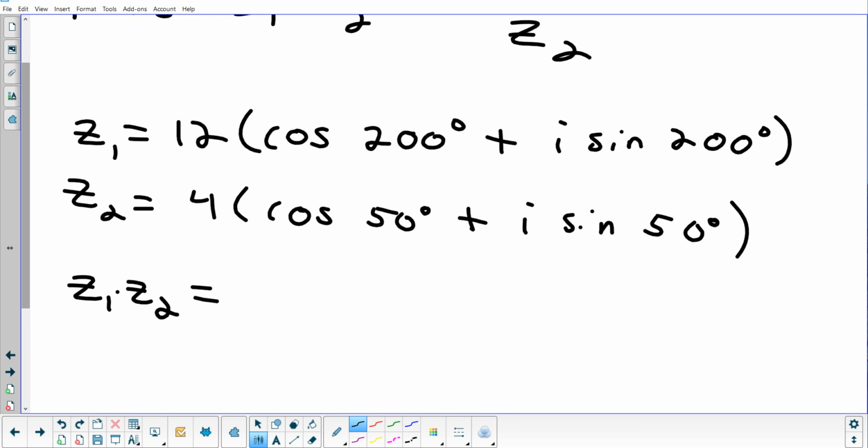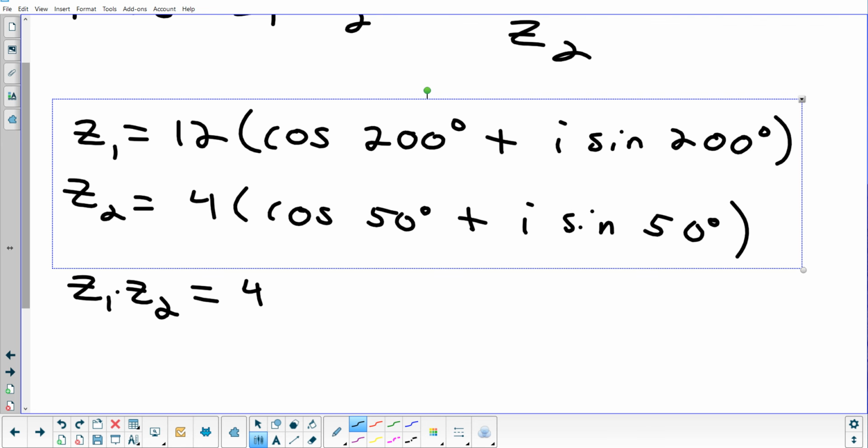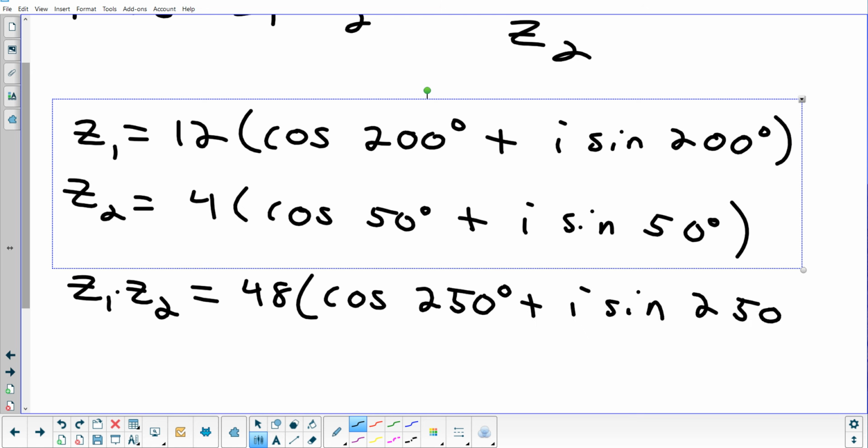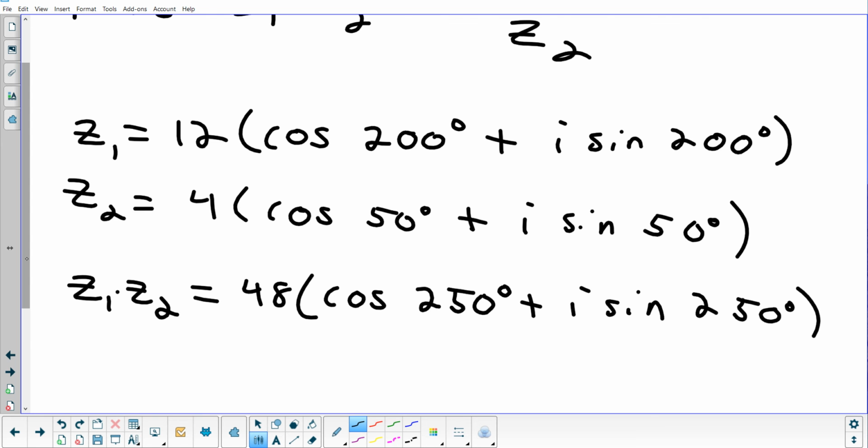If I multiply z1 times z2, what's my new radius going to be? Chris? 48. You take your two radii and multiply them together. And the last step, we're going to take the two angles, and what do we do with those? Yep, add them up. So 200 plus 50 gives me 250. And that's it. We did that a lot faster than we did that first division problem with conjugates and all that stuff. That's your final answer.